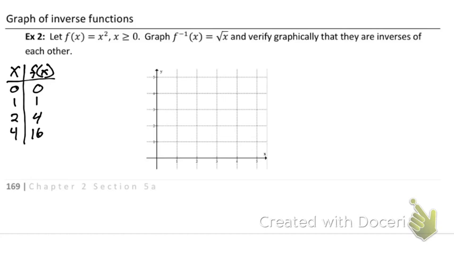Now, I don't go out that far, so we're just going to plot those first 3 points. I'm going to do this graph in red. So we're going to plot, I don't like red. Let's do purple. So we're going to plot 0, 0. We're going to plot 1, 1. We're going to plot 2, 4. And that graph's going to look something like that. That is my x squared.